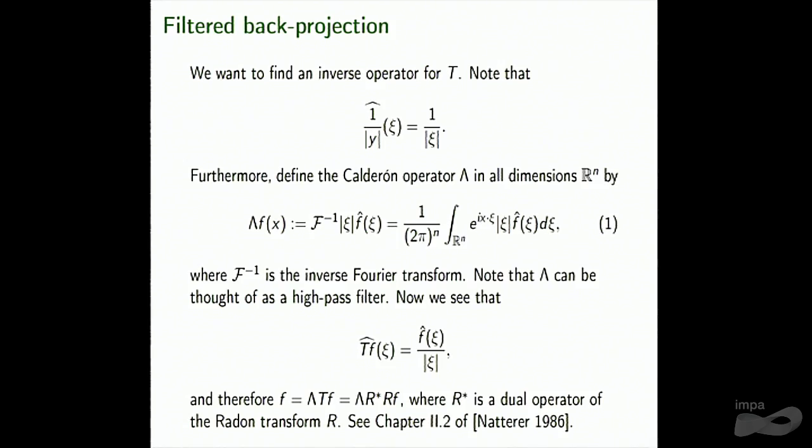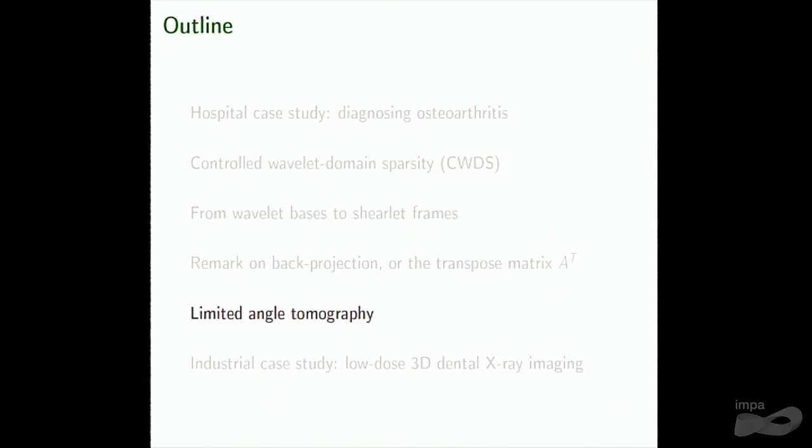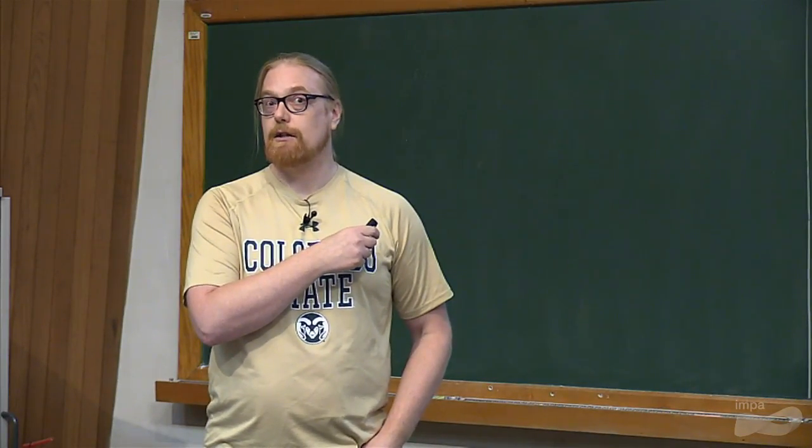And this R star is very much related to the A transpose matrix. But this is just a quick view; it's not really the core of this course. I'm more concentrating on the sparse data approach, and this kind of filtered back projection is not so good for that. But for completeness, I wanted to say something about it too. Any questions about that? If not, let's go forwards.